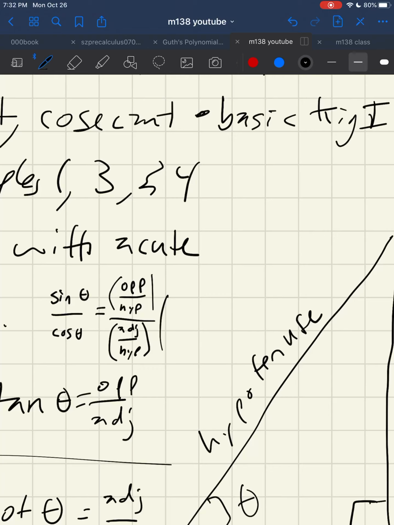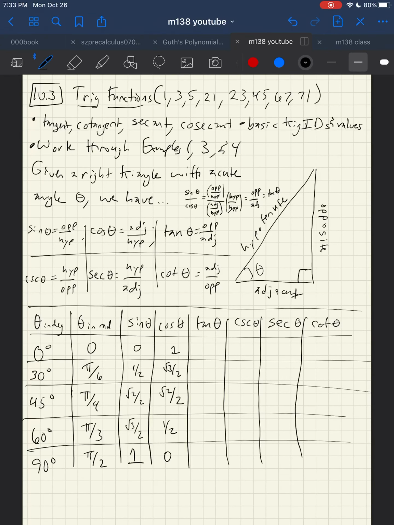And now let me multiply this by a useful form of 1, that is hypotenuse over hypotenuse. And I can cancel there and there, I can cancel here and here, and I get opposite over adjacent, which is exactly tangent of theta. All right? I'll rederive this another time, but basically that is to say that tangent is sine over cosine.